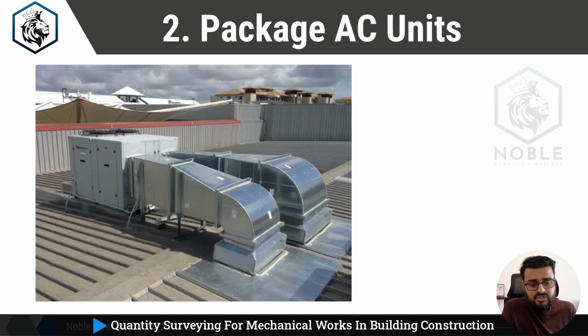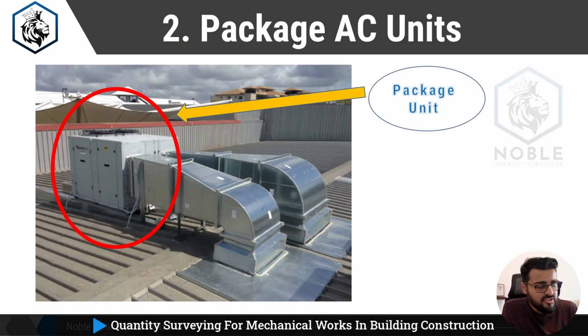A package unit is a combination in one unit. It is not split. Okay, so in the package unit, all the components like evaporator, condenser, compressor, and expansion units are assembled together and it will be located either on the roof or outside the building. So this section is a package unit and it has two outlets.